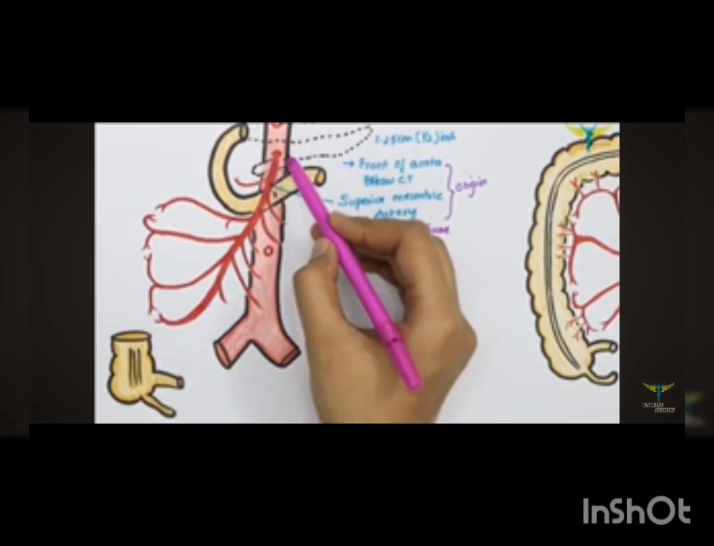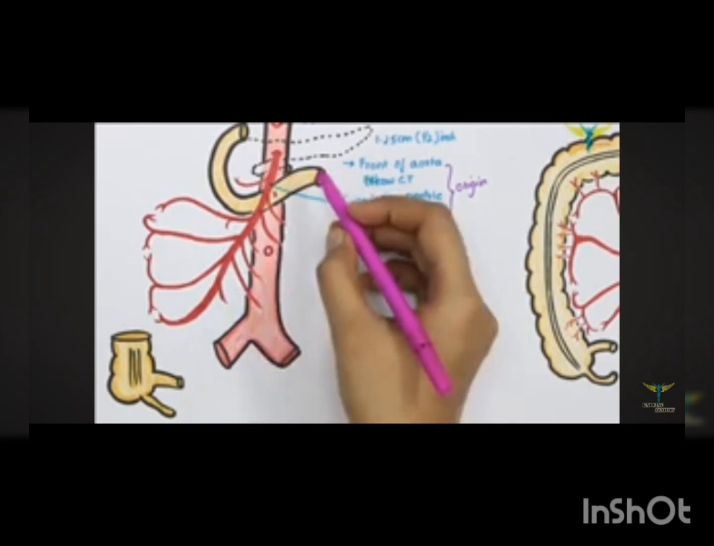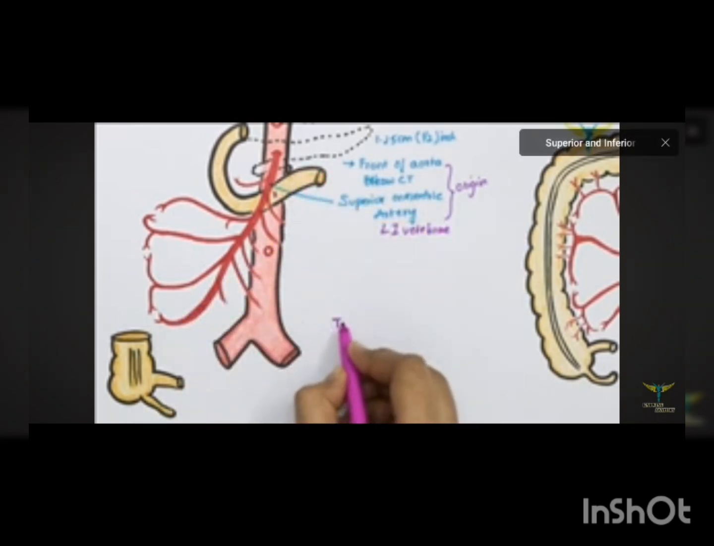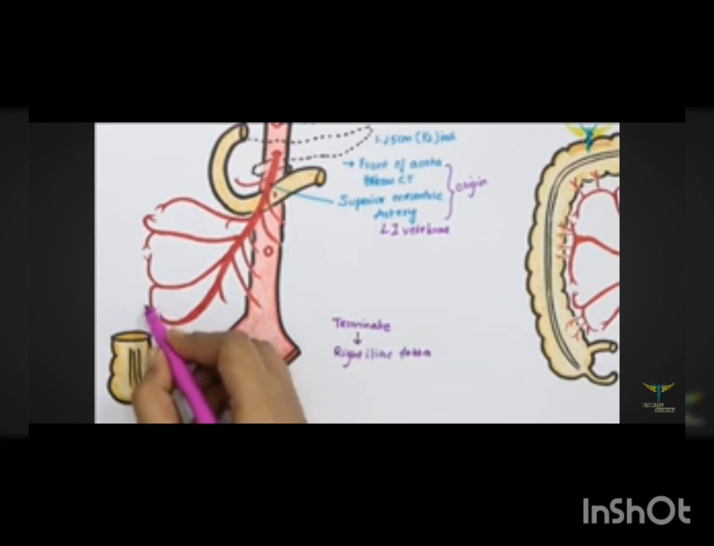And throughout its course, the superior mesenteric artery is accompanied by the superior mesenteric vein on its right side. So it terminates in the right iliac fossa by the anastomosis that takes place near the ileocolic artery.